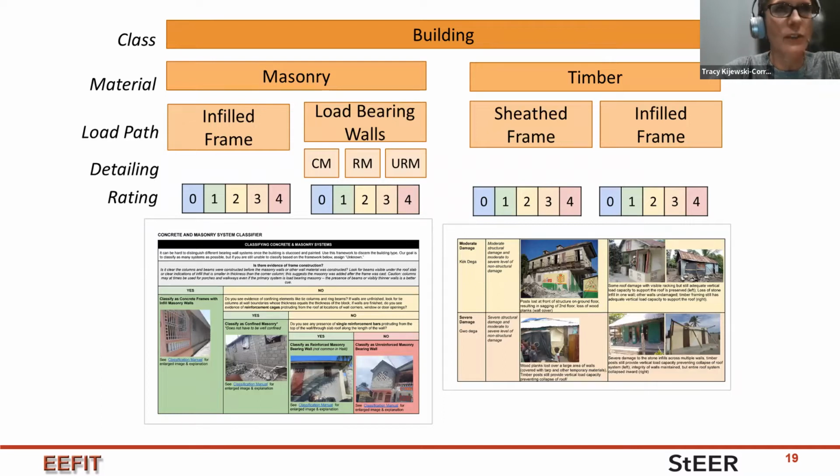Noting as well that not every engineer who might be supporting our effort had a background in Haitian construction. So our typology classifier and damage rating system was mapped to two primary materials that we expected to see in the affected areas: masonry-based construction, which includes any kind of concrete implementations, and then timber-based construction. And then we broke those down into the two load paths that we would expect to see, whether those be infill frames or load-bearing walls, or on the timber side, whether they were sheathing or infilling that timber construction.